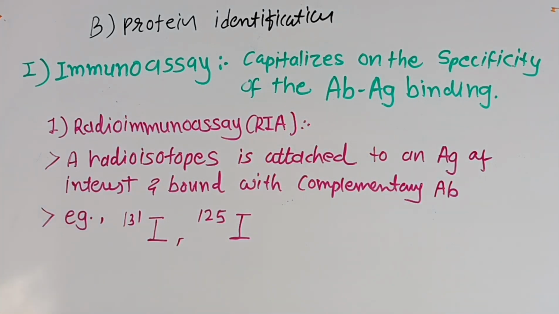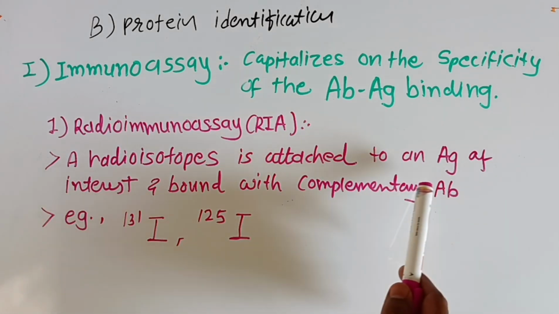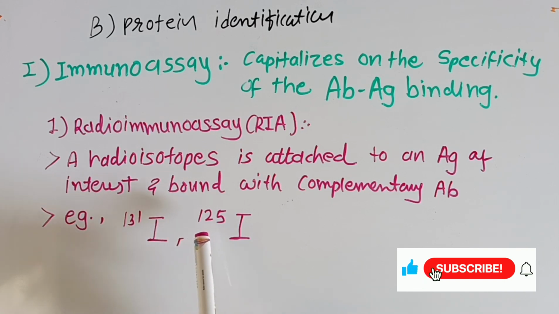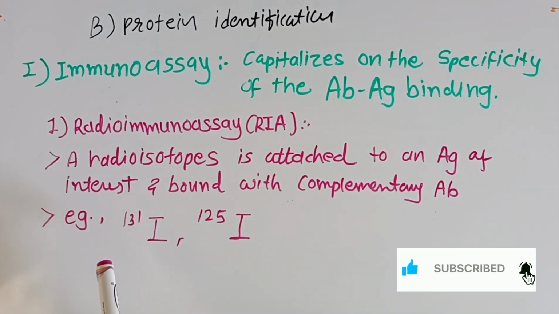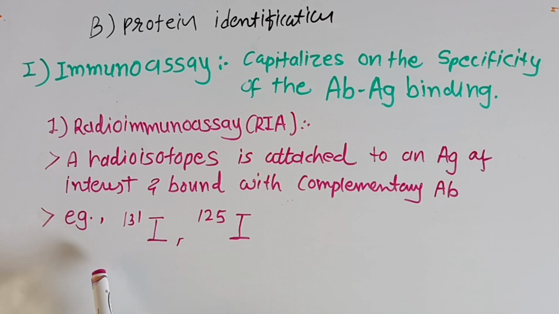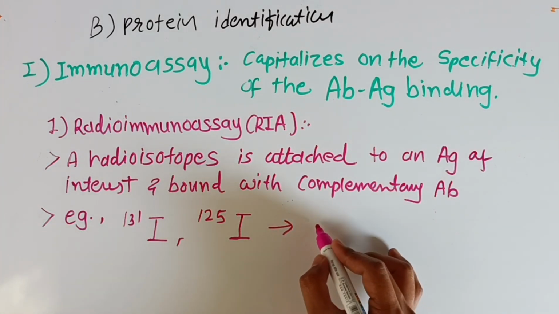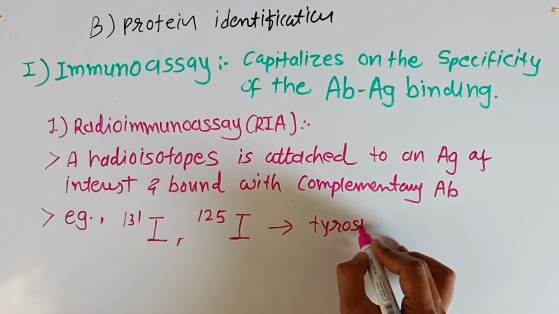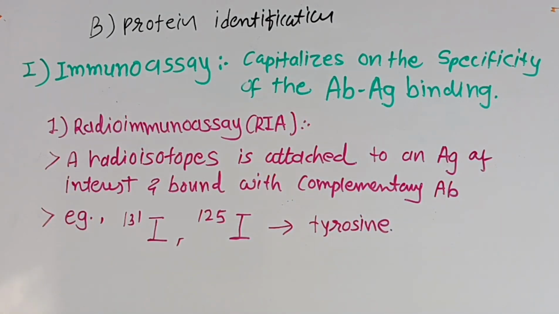So why do we use radioisotopes? Because our interest, a specific antigen, binds with a specific antibody. That's why we label the antigen with radioisotopes. Now this radioisotope-labeled antigen binds with the complementary antibody of interest. An example: radioimmunoassay is used specifically for identification or hormonal detection. Basically, here I-131 or I-125 is used for the detection of a tyrosine amino acid residue. So this is our first technique, radioimmunoassay.